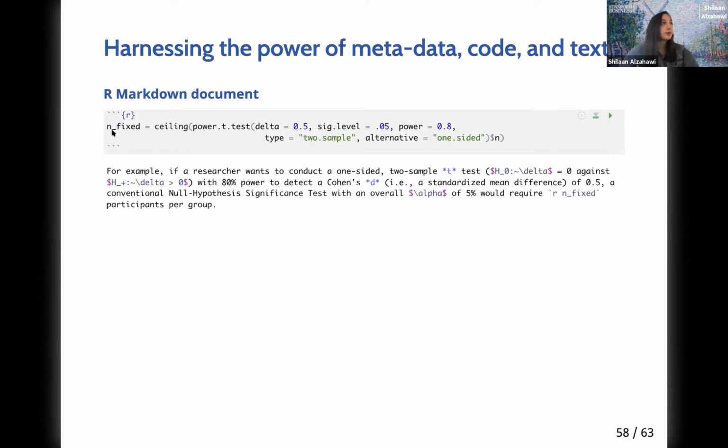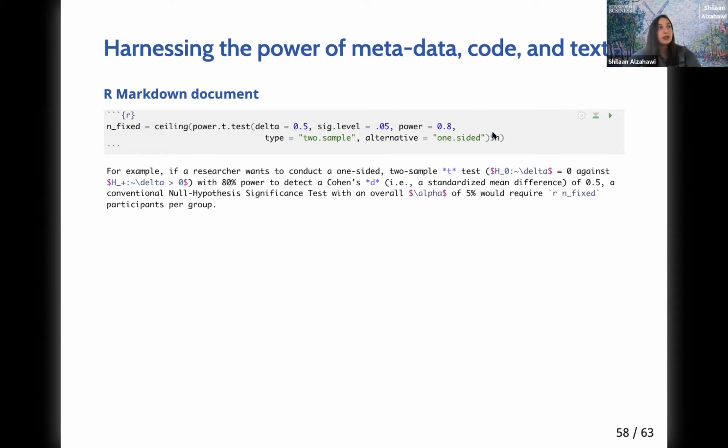So let's walk through this. I have my code chunk in which I create an object called nFixed. And what I do here is I run a power analysis. So here it says, I'm running a power analysis for a t-test. My Cohen's d is 0.5. My significance level is alpha equals 0.05. So I'm going to reject the null hypothesis if my p-value is less than 0.05. I want a power of 80%. It's going to be a 2-sample t-test, and the alternative is one-sided.